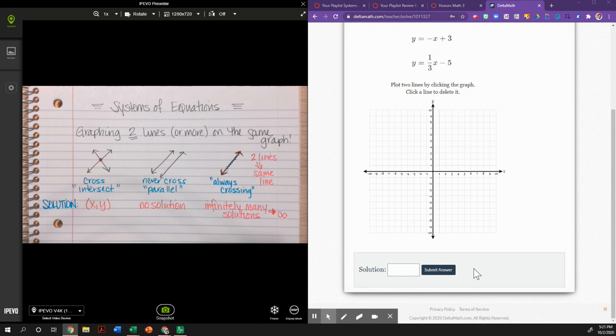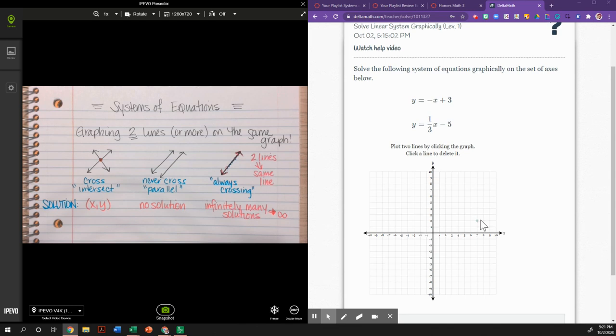Your level one, your first set of problems, are really super easy. Can you take y equals negative x plus 3 and graph it? Can you take y equals 1/3 x minus 5 and graph it? Can you tell me where they cross? I know my y-intercept is 3, so I take my cursor, go up to 3, and press my button. Then my slope is down 1 over 1. I can do down 1 over 1 again, but it doesn't matter. Then I click again, and my green line shows up.